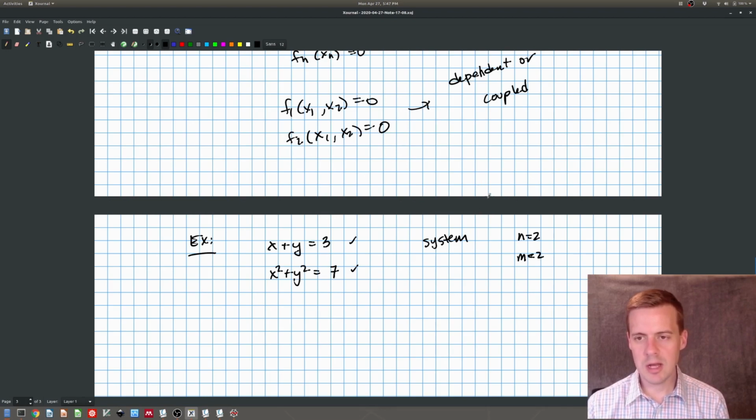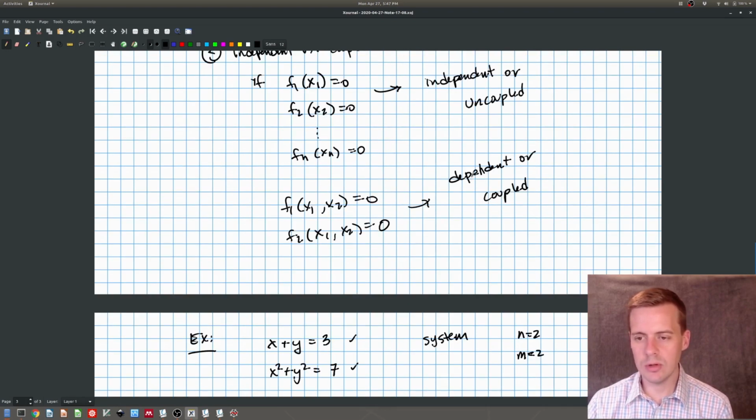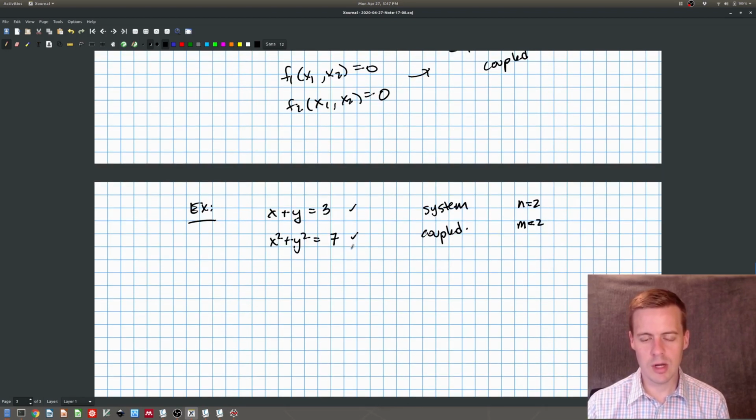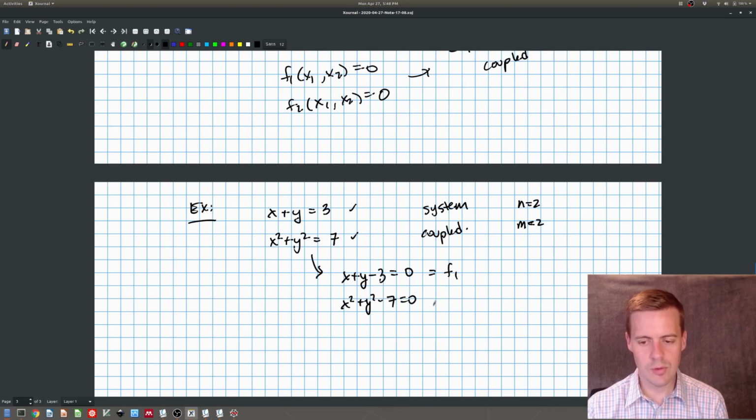And are they independent or are they dependent? Or are they uncoupled or are they coupled? Well, these are coupled, because I have an x and a y in both equations. So they're totally coupled together. Now I could rewrite this in this form with minus 0 if I wanted. I could say x plus y minus 3 is equal to 0, and x squared plus y squared minus 7 is equal to 0. And now that one is f1, and that's f2. Do you see that?